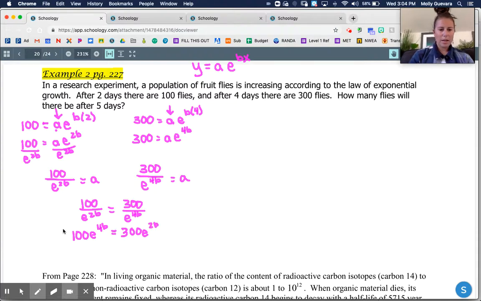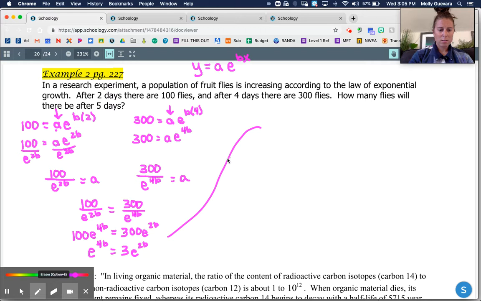And I'm going to keep solving. 100 divided by 300 is 1/3. And then e to the 2b, well, let's just do it this first. So e to the 4b equals 3e to the 2b. So I just divided both sides by 100. Now I'm going to divide both sides by e to the 2b.